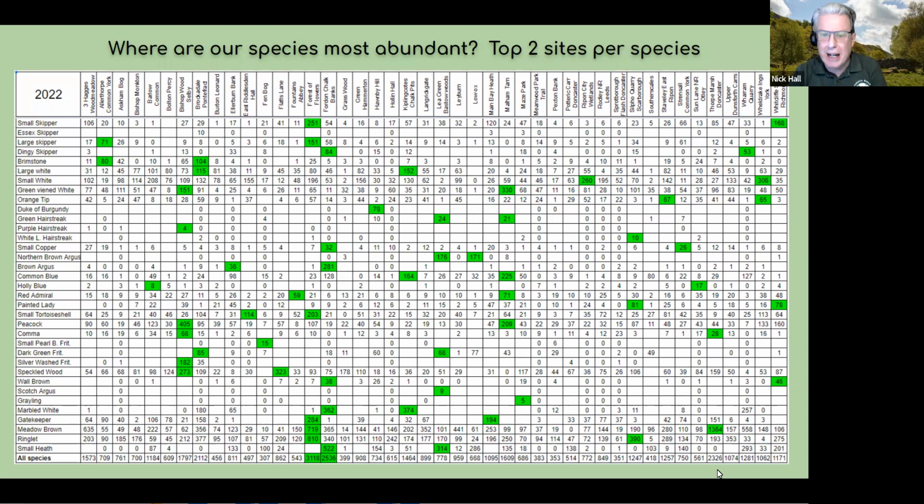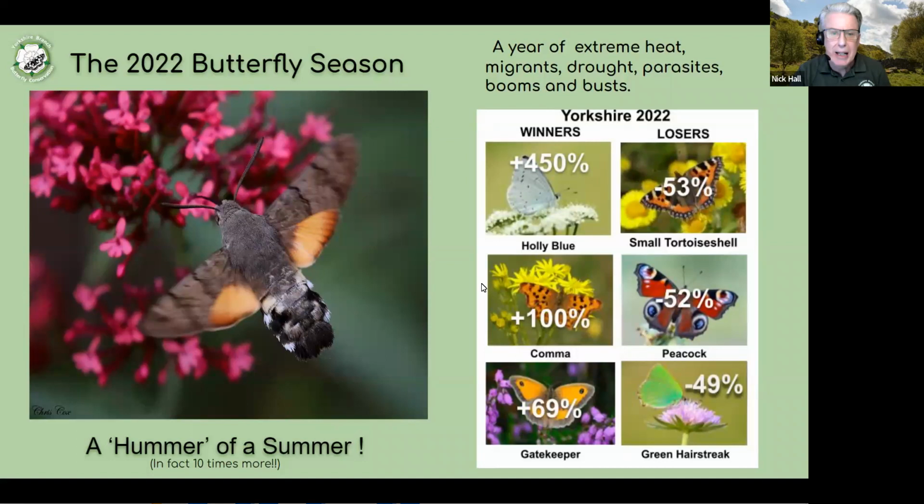So let's move on now to the 2022 season. Well, what can you say? It was an extreme one, a hummer of a summer, I've called it. I love the picture of the hummingbird hawk moth. You just can't beat them. And you might have noticed on our sightings page that somebody has seen one literally, I think about 3 days ago in Horsforth near Leeds. It obviously just came out of hibernation.